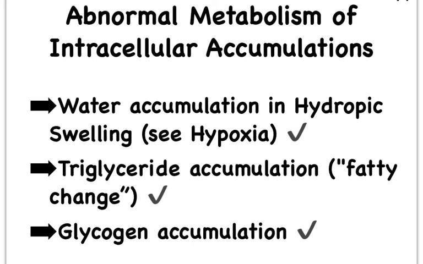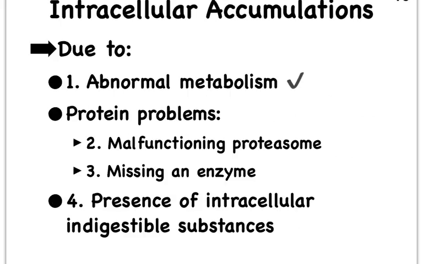So we just finished discussing all these abnormal metabolic processes of intracellular accumulation. So let's take a look at what's next on our list. Now it's time to take a look at the various protein problems that might arise due to malfunctioning proteasomes or a missing enzyme. So let's take a look at that.